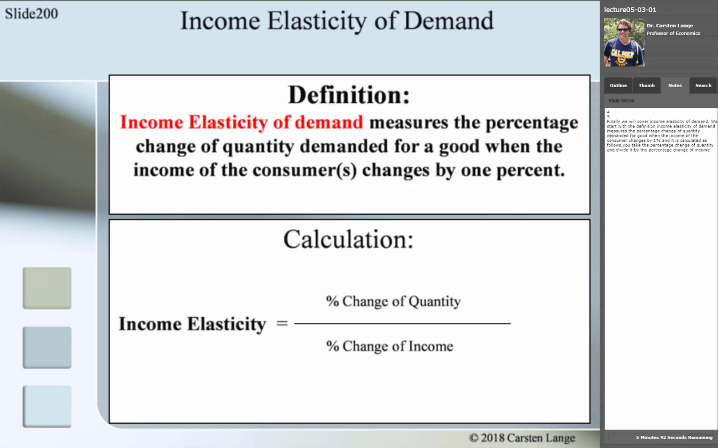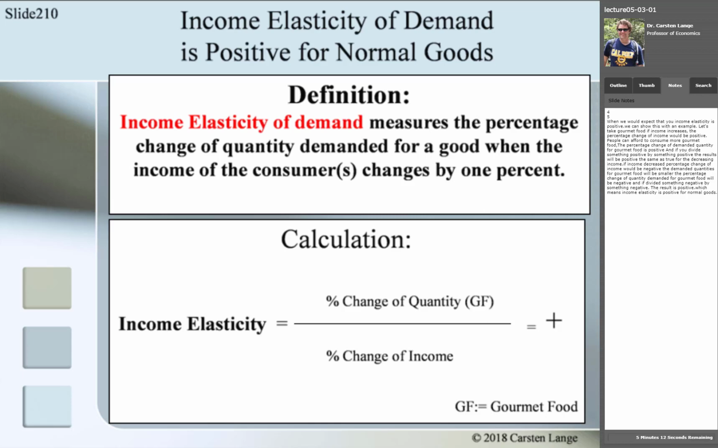Finally, we will cover income elasticity of demand. We start with a definition. Income elasticity of demand measures the percentage change of quantity demanded for a good when the income of the consumers changes by 1%. And it is calculated as follows. You take the percentage change of quantity and divide it by the percentage change of income. One would expect that income elasticity is positive. We can show this with an example.